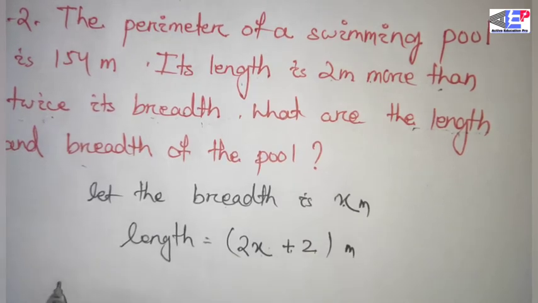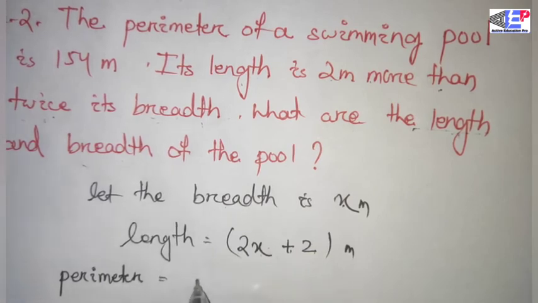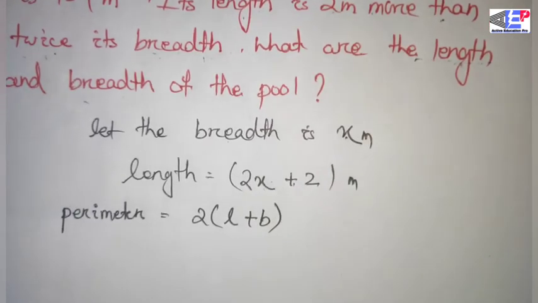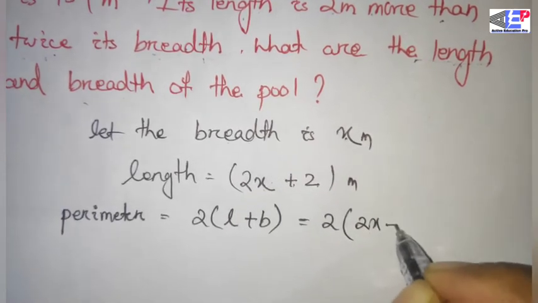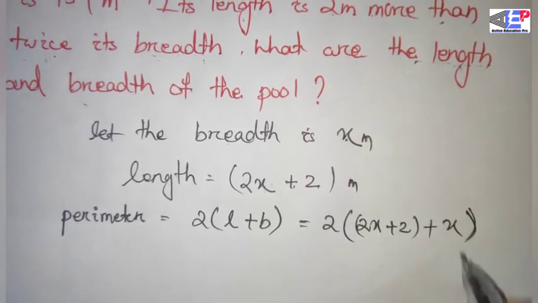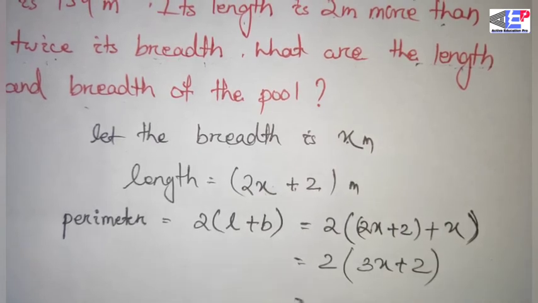And then the perimeter formula. You know very well, the perimeter of a rectangle is 2 into (L plus B). So 2 into (2x plus 2 plus x). Then solve it: 2x plus x is 3x, plus 2. Then multiply the 2 with each term: 6x plus 4.